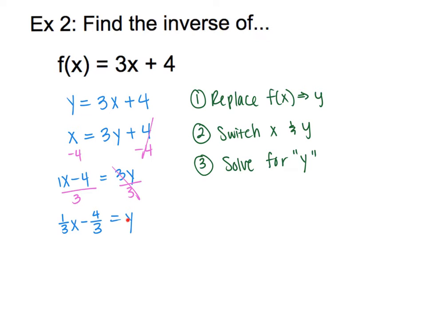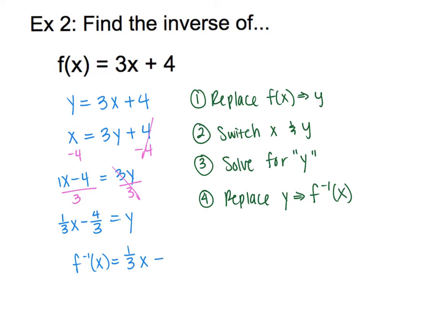And here is my equation. My y is now by itself, so I've basically done step 3. So once y is by itself, the last step here is to replace y with the inverse notation. In other words, I really should write y as the inverse of the function, so basically f to the negative 1 of x, and then I'll write the actual equation that I solved down. And so this is the inverse function.